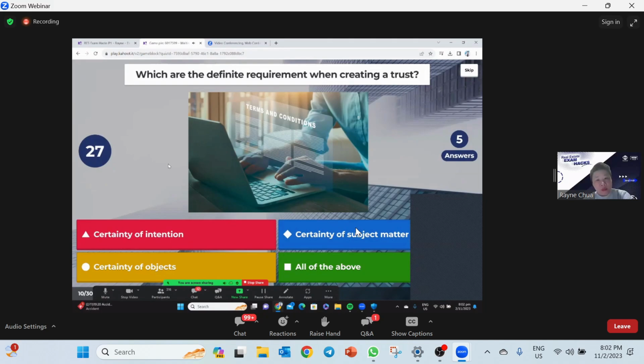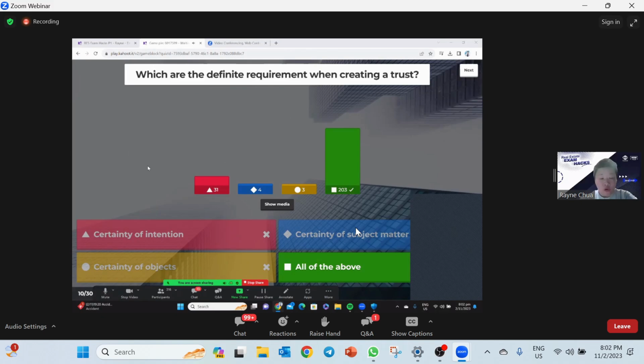Which are the definite requirements when creating a trust? Well done. Most of you got the correct answer. So just take note, when you create a trust, you need to have the following. Certainty of intention, that means who do you want to leave the property to. Second, the certainty of the subject matter, which property, exactly what is the address, a unit number. Next, certainty of objects, who is the person you want to leave it to. So when you're creating a trust, you need all three elements: the intention, the subject matter, which is the property, and certainty of objects, which is the person. So the answer for this particular question is very easy, all of the above.